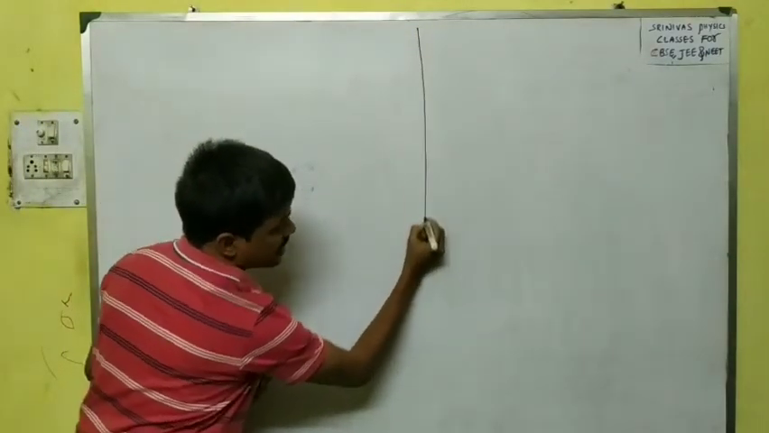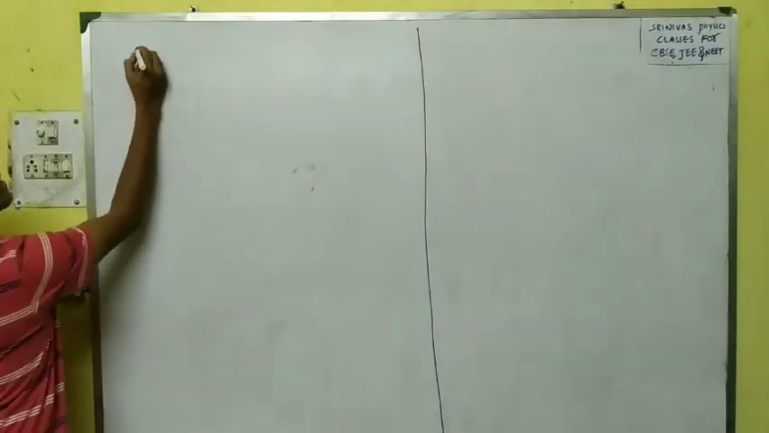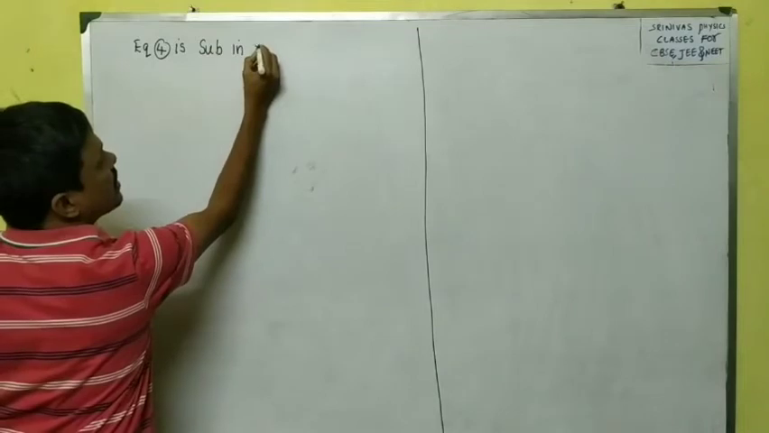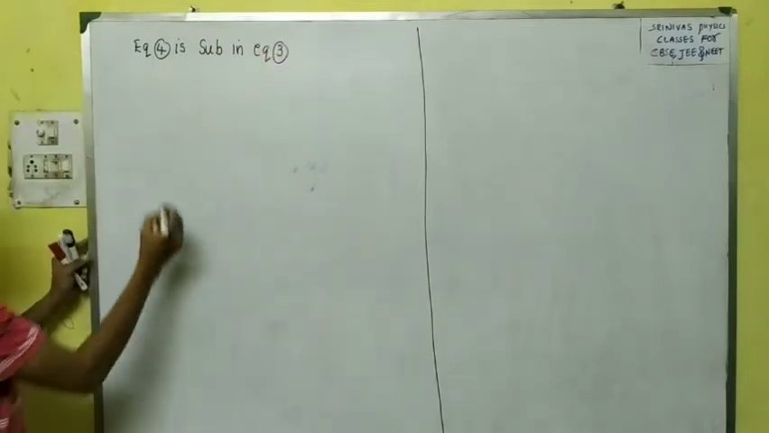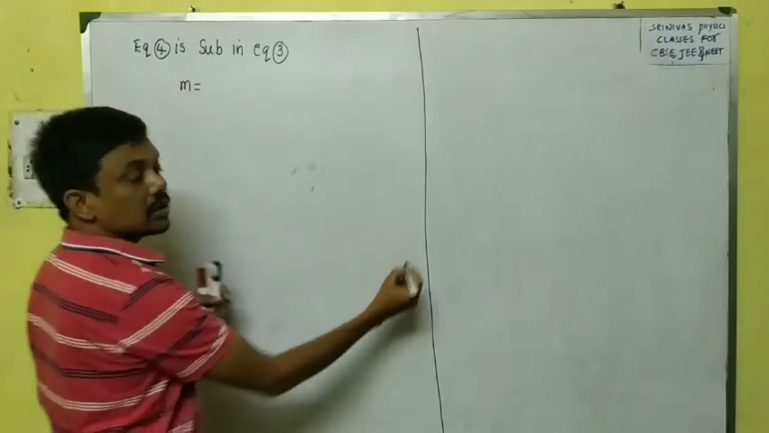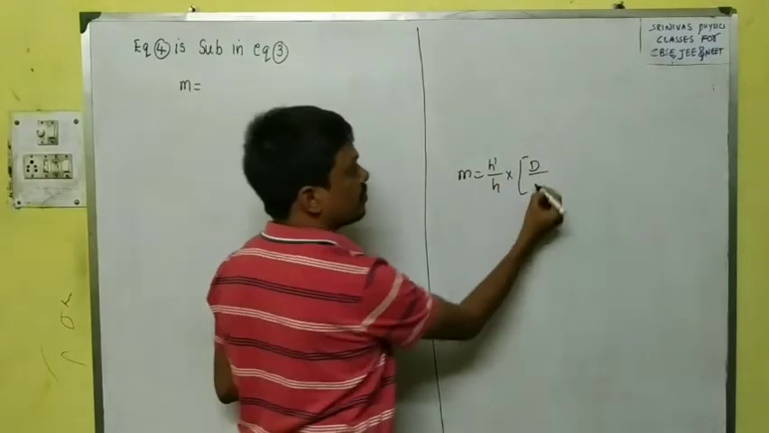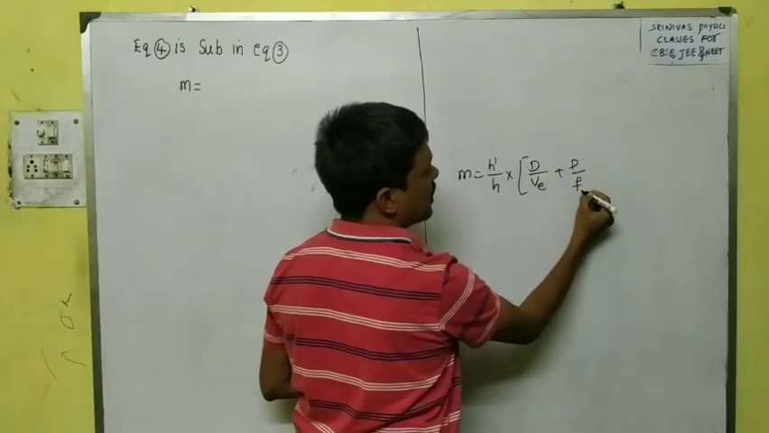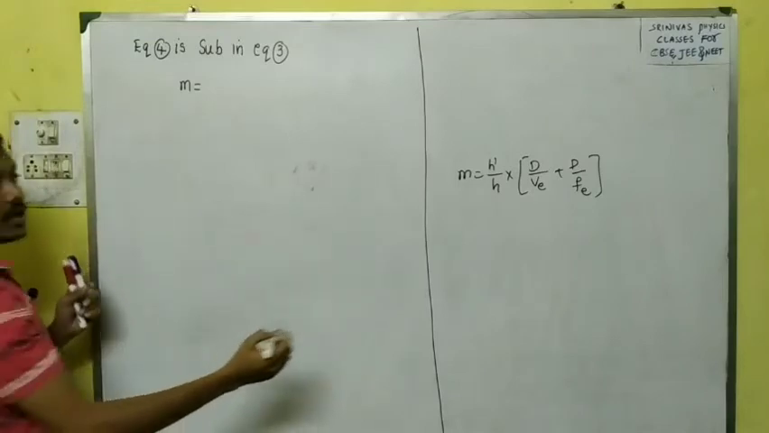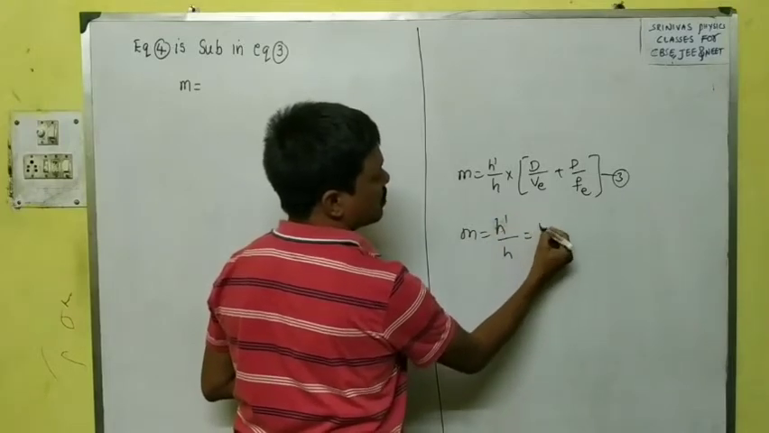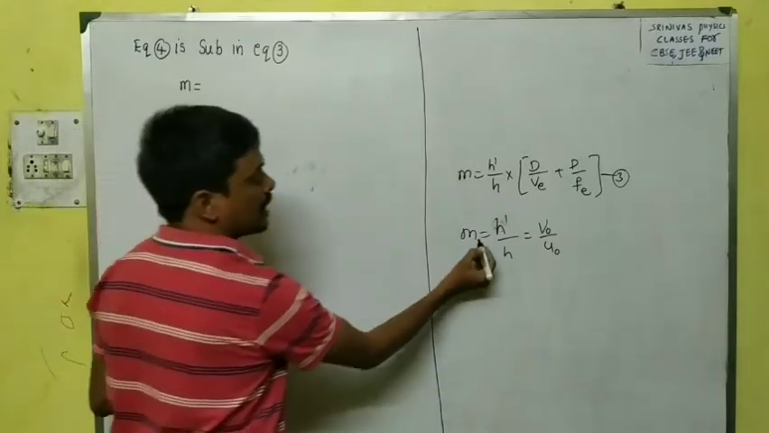Now, let us continue. Previously you see equation 4. Equation 4 is substituted in equation 3. Then equation 3 is h'/h into d/ve + d/fe. This is the formula. In that you substitute h'/h = vo/uo from equation 4, which is the magnifying power of the objective.